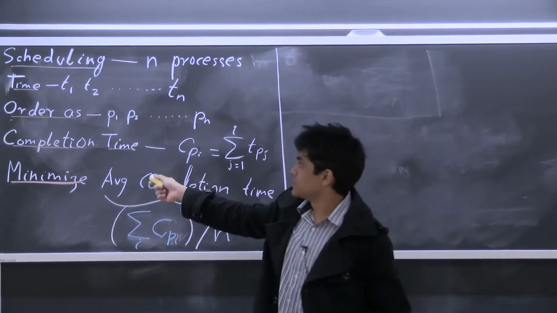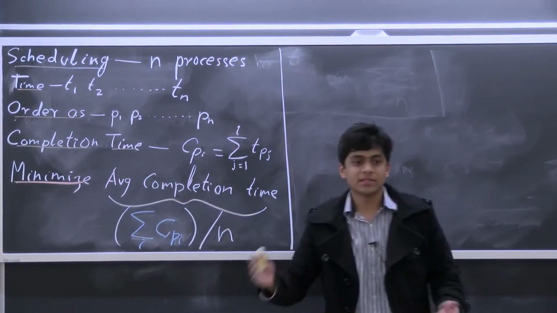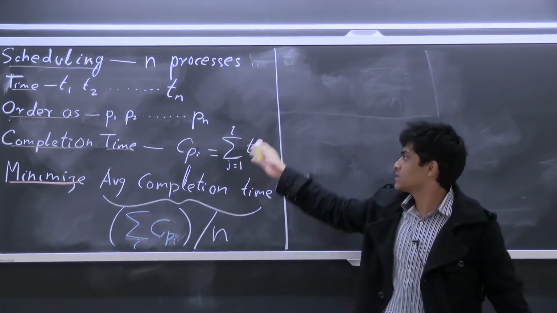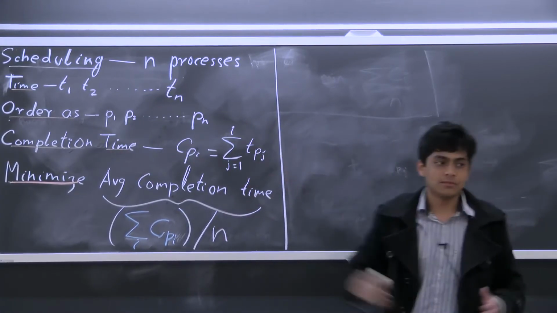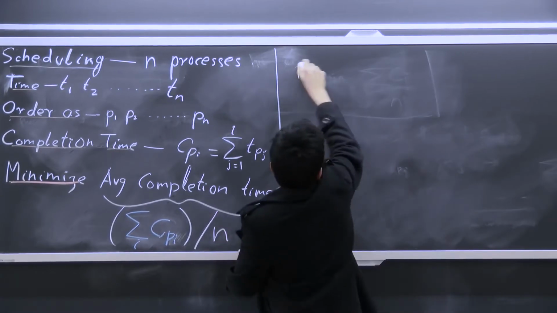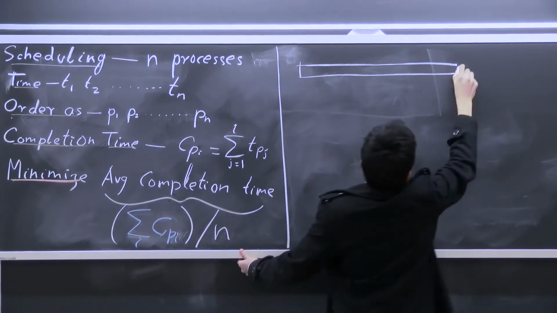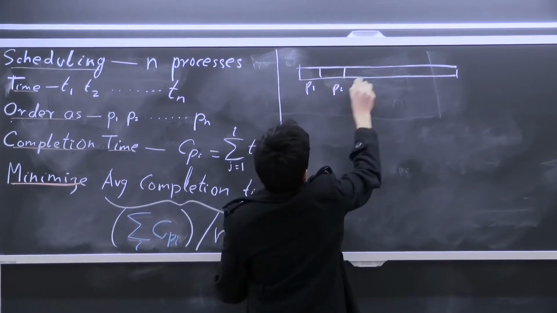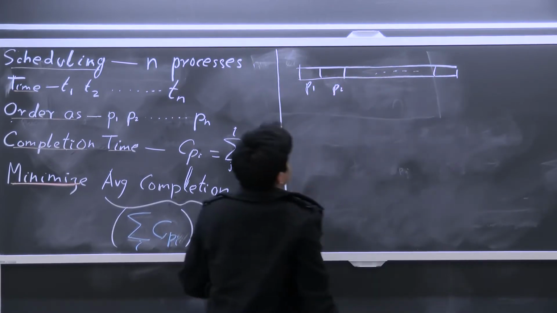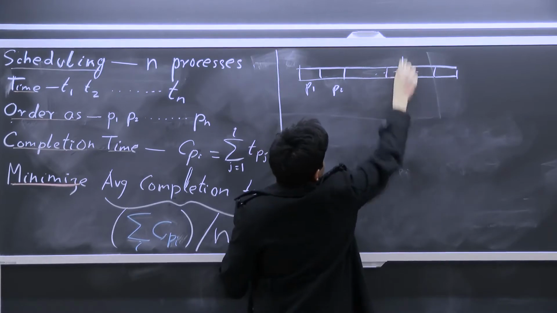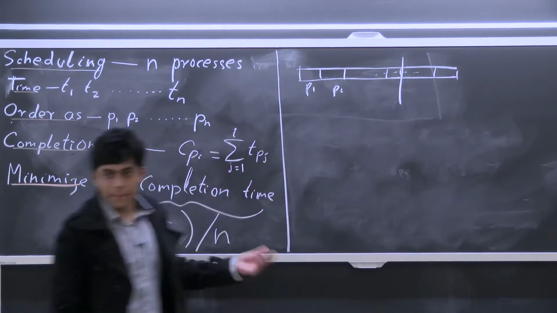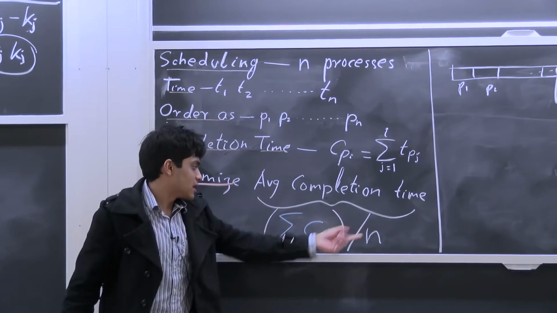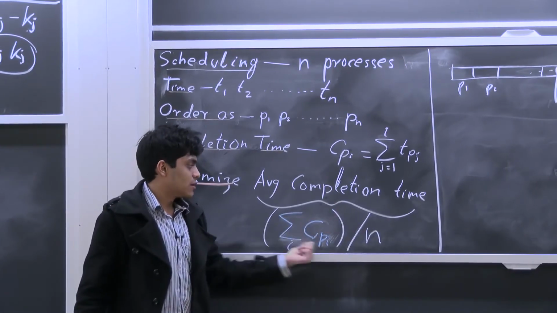Then you define a completion time. So completion time is simply when does process i end. You just take the time for p1 plus the time for p2 up to pi. So basically you have all your processes. So let's say this is p1, this is p2, and so on. And the completion time for a certain process in the middle is just the sum of all the times before it. That's completion time. And now what you want to do is minimize the average completion time, which is the summation over all the completion times over n.